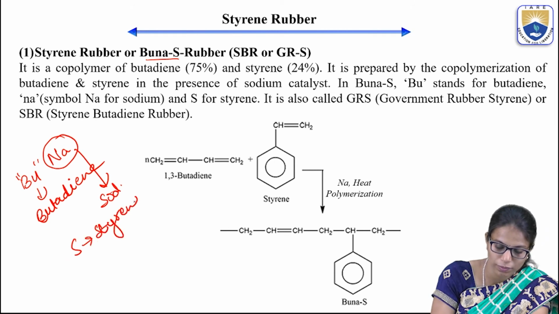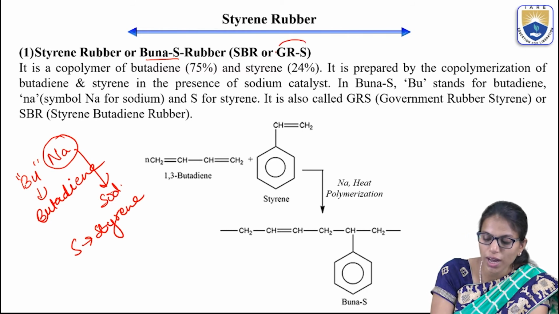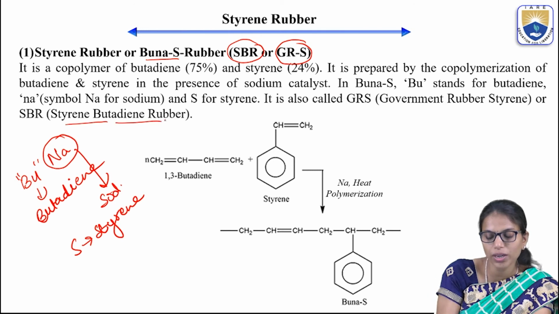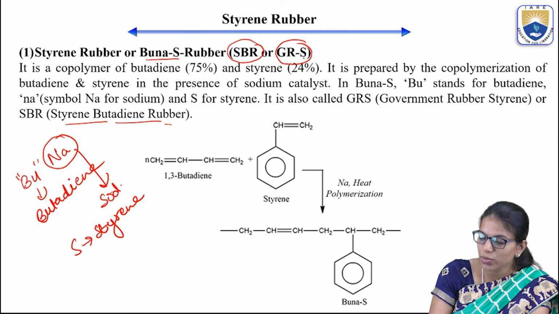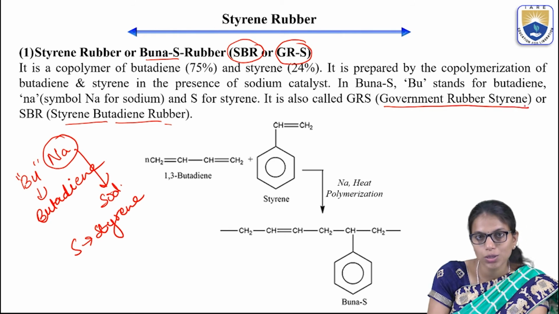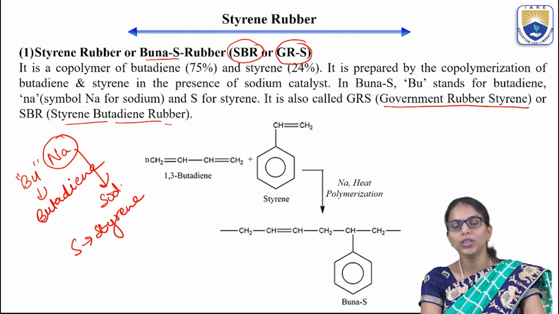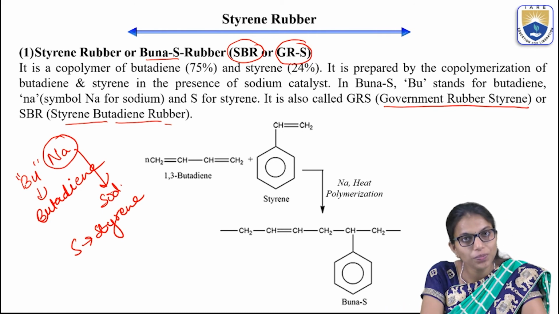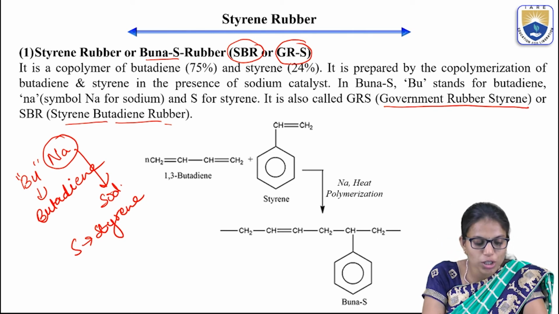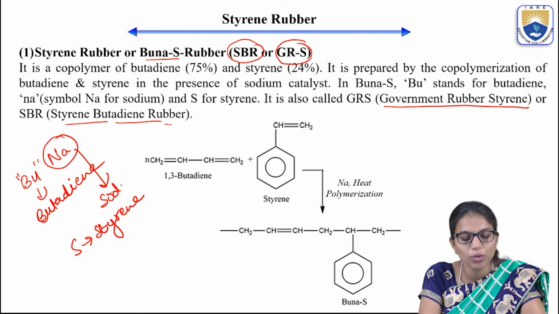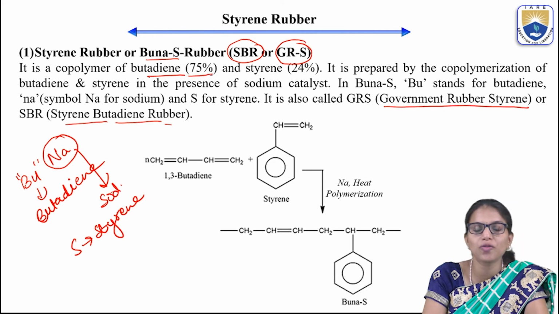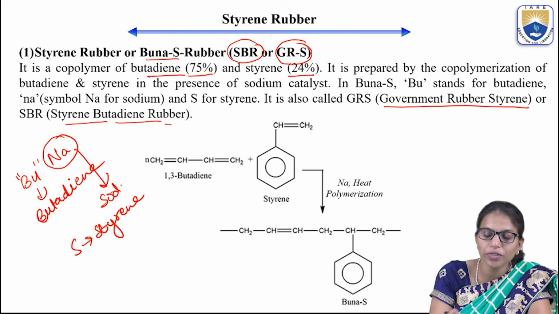Now coming to GRS and SBR. SBR means styrene butadiene rubber. GRS means government rubber styrene, so it is approved by the government, or we can call it government controlled rubber styrene. Coming to the definition of styrene rubber, it is a copolymer of butadiene and styrene, in which we take 75% butadiene and 25% styrene.